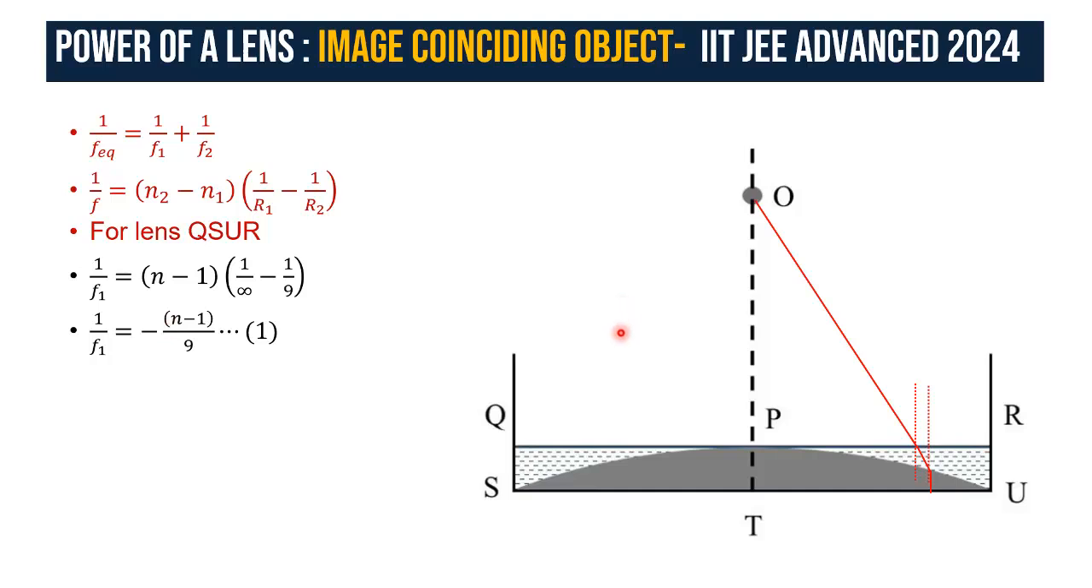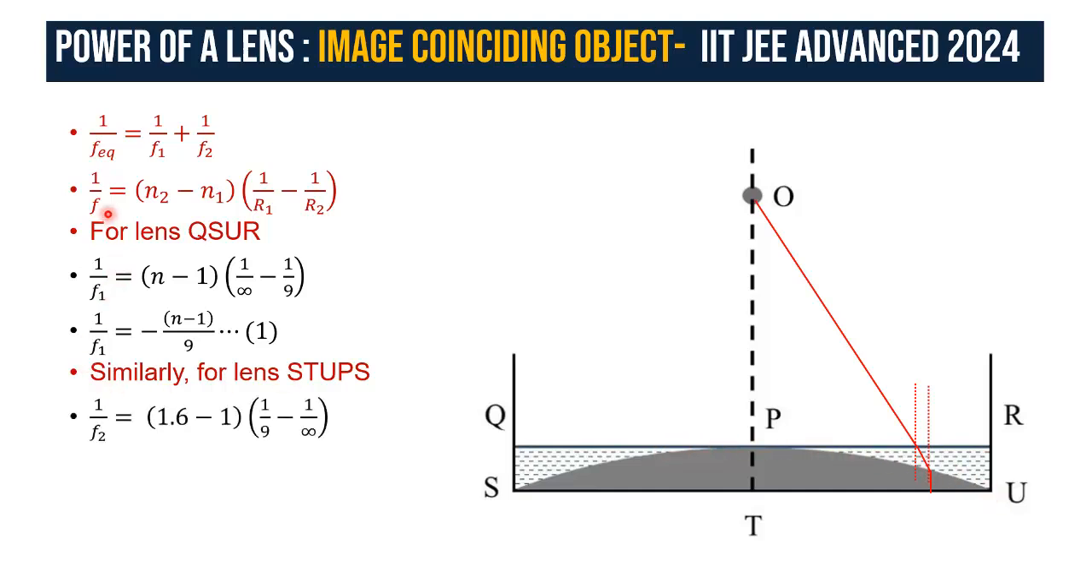Now similarly I can write the focal length for this lens, that is the base of the glass or base of the beaker. Again I can apply this formula, 1 by f2 is equal to, the refractive index of this material is 1.6, and with respect to air, so this is minus 1, and this is 1 by r1, where r1 is 9, and r2 is again horizontal, so r2 is infinite. So from here I can calculate 1 by f2, and this is 0.6 by 9.